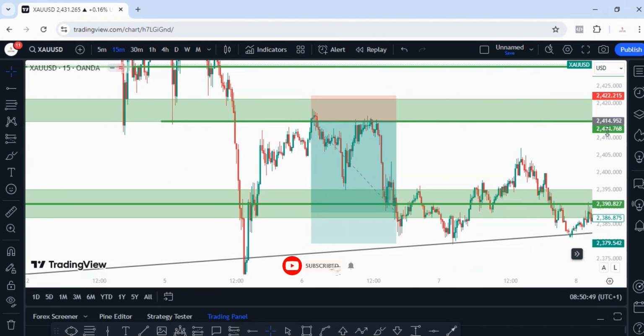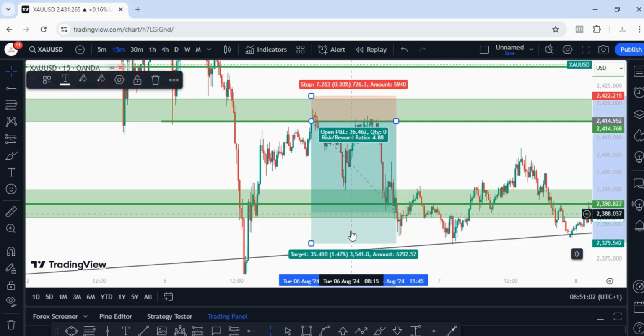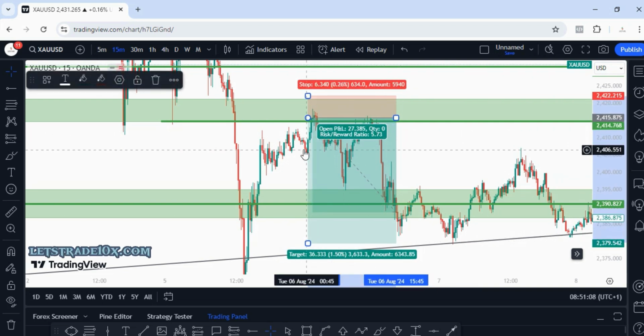So welcome back, guys. You can see how price came into that zone exactly, 2414.768, and if you are taking advantage of that trade, you would have gotten here and probably your stop loss above here, and you would have made like a 5.73 to 1. That was a massive return, right?